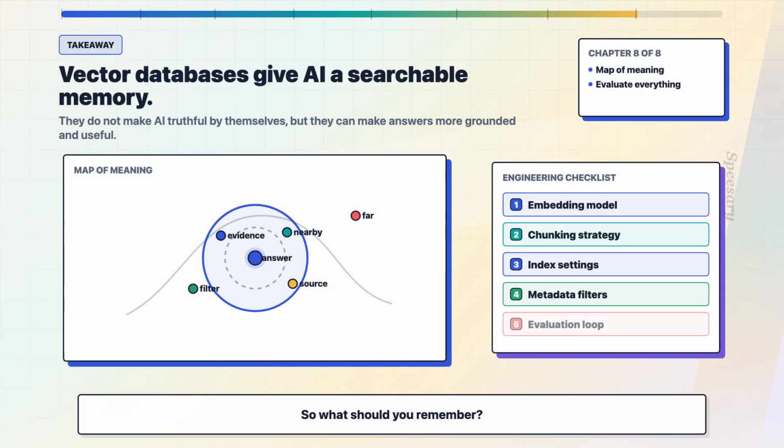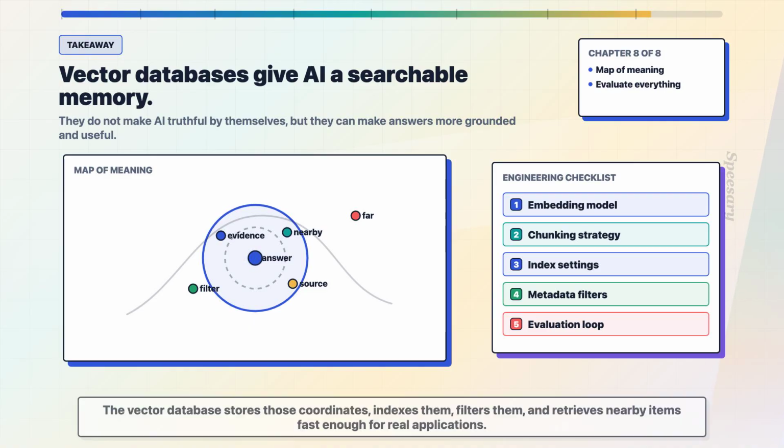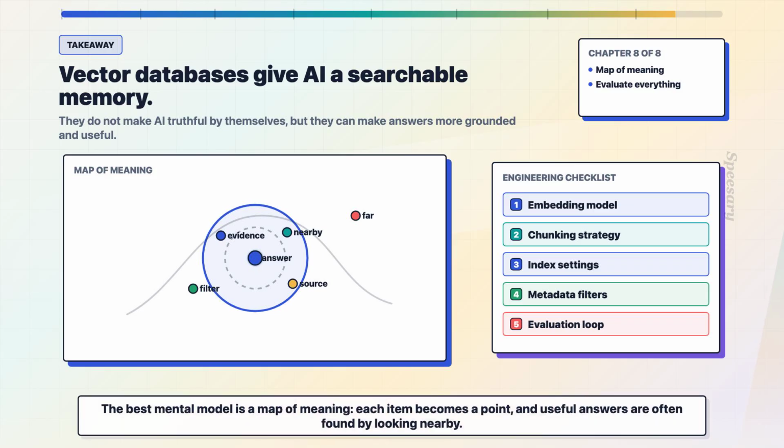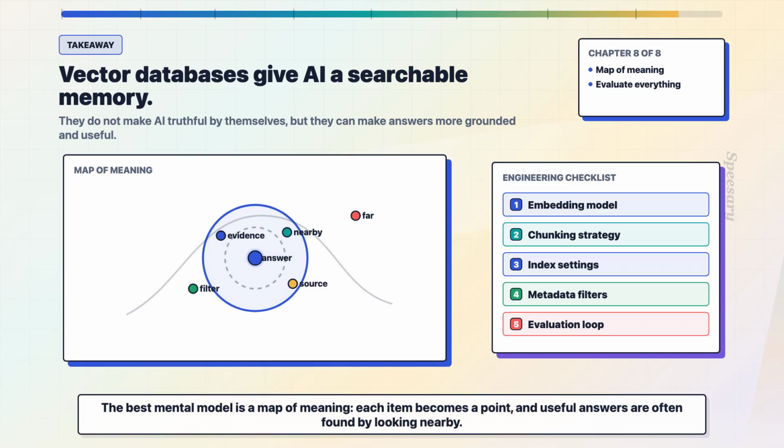So, what should you remember? A vector database is a database optimized for similarity search over embeddings. The embedding model turns meaning into coordinates. The vector database stores those coordinates, indexes them, filters them, and retrieves nearby items fast enough for real applications. It helps AI systems find relevant memory, instead of relying only on exact keywords or model training data. The best mental model is a map of meaning. Each item becomes a point, and useful answers are often found by looking nearby.